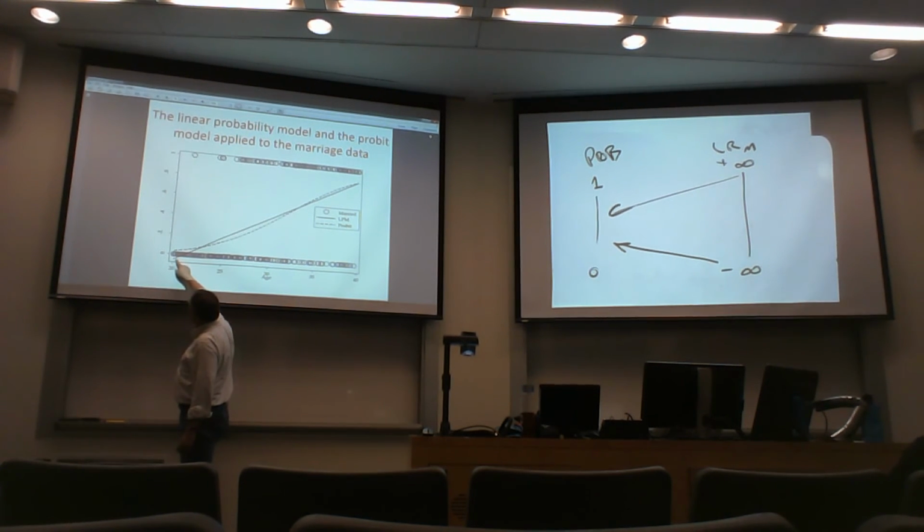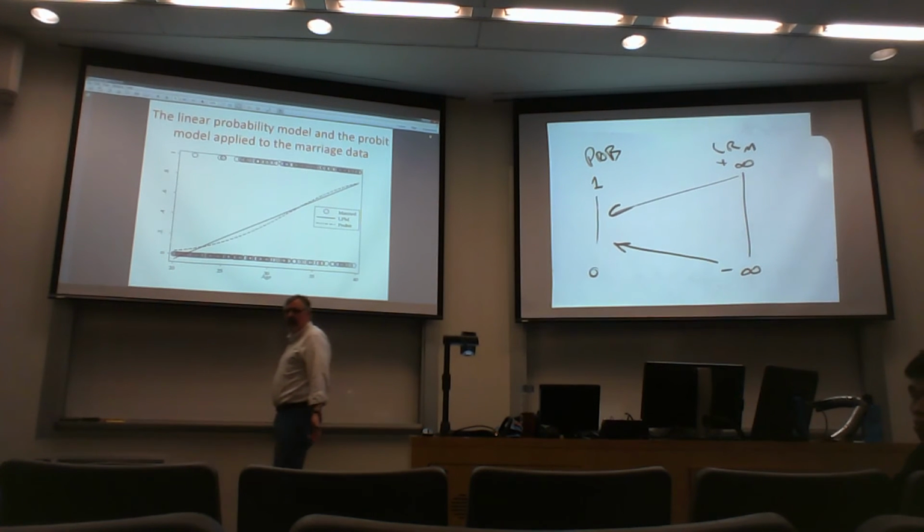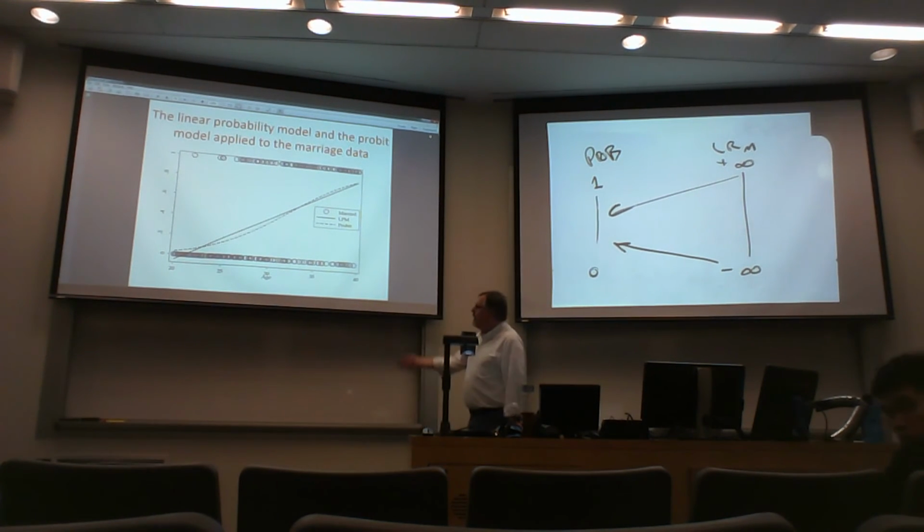If this linear regression line continued, you see here it's already below 0. If you interpret the linear regression intercept as a probability, then someone at 0 age would have, what would it be, a negative 2 probability of having been married. But the probit model levels out and never crosses 0 into a negative number.